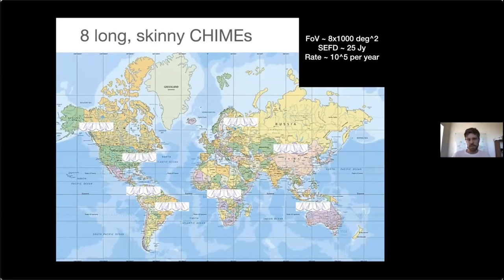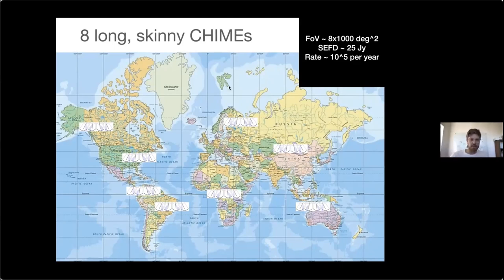Another thing you could do is make CHIME longer and skinnier. So rather than having a 20 meter cylinder, it would be say 4 or 5 meters in the east-west direction. So now each cylinder has a field of view of about 1,000 square degrees. And then it would have to be longer in proportion, and maybe just for good measure, you would double the collecting area such that the SEFD was 25 Janskys. Again, with 8 long skinny CHIMEs, we're at 100K per year.